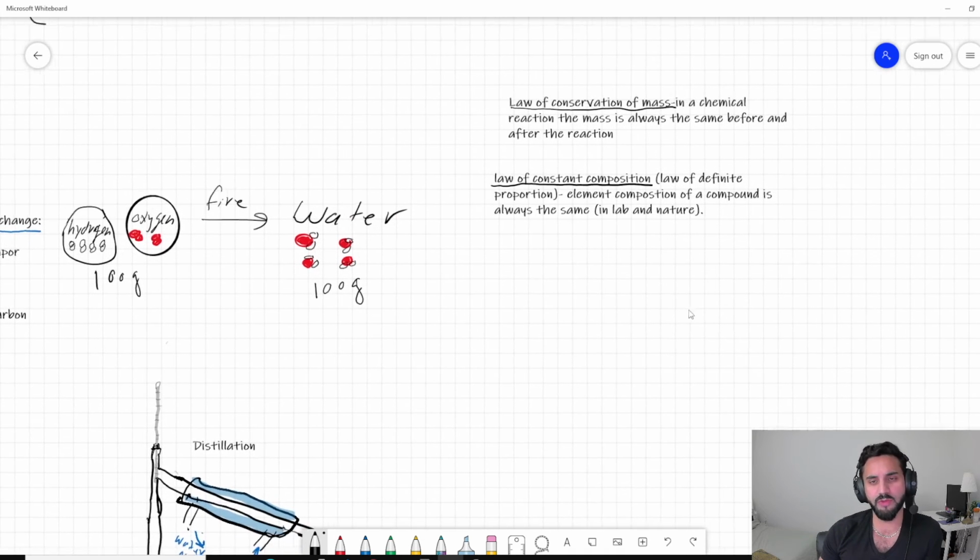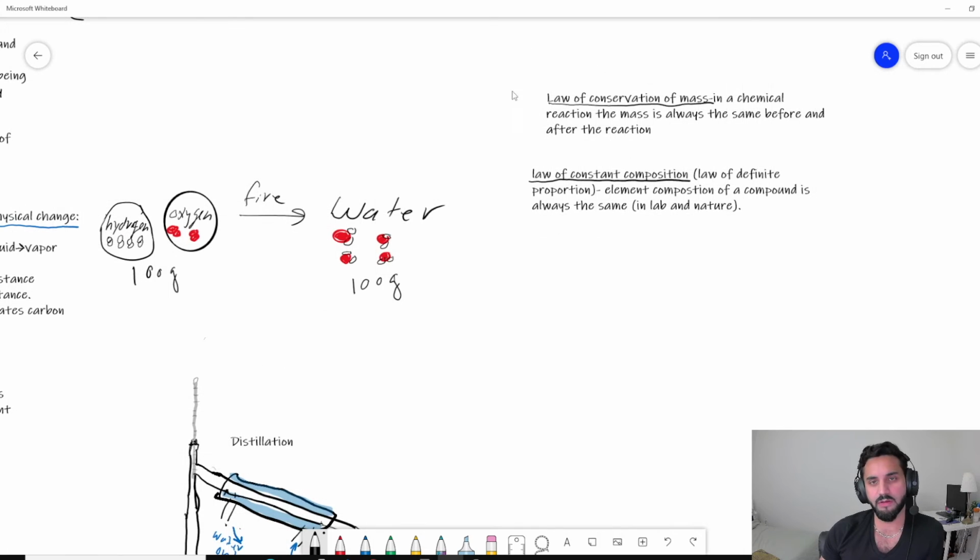Two important laws to remember in chemistry. The first is the law of conservation of mass. In a chemical reaction, the mass is always the same before and after the reaction. What do I mean? If I start initially with 100 grams of these two elements, I should end up at the end of the reaction with 100 grams of whatever I have created. So mass does not disappear. It is always the same before and after the reaction.